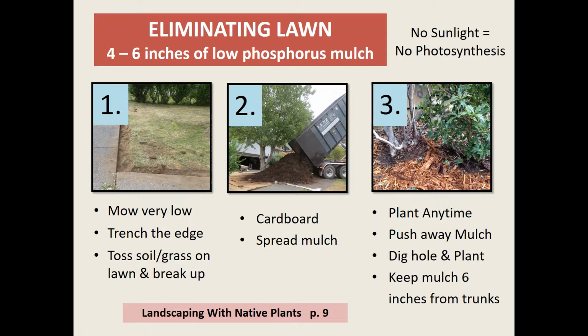HIP project. Next, lay down cardboard if you choose, but this is not always necessary. Weed cloth is also not recommended. Then spread the mulch 4 to 6 inches throughout your landscape bed. You can now plant at any time, but waiting a few months will ensure that the lawn is dead. Push away the mulch, dig a hole in the soil, plant your plant, and then move the mulch back to the plant within 6 inches from the trunk.